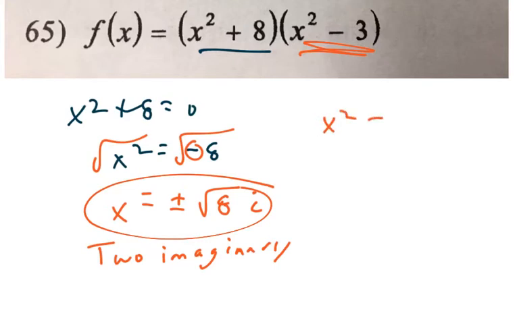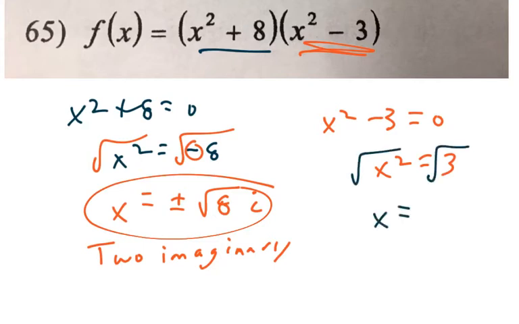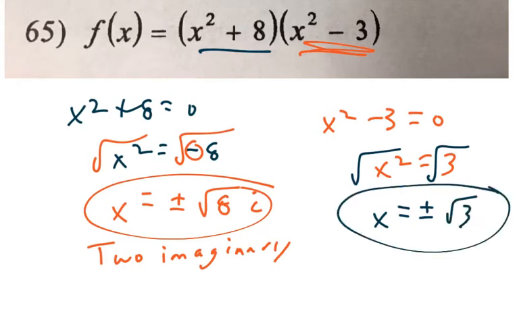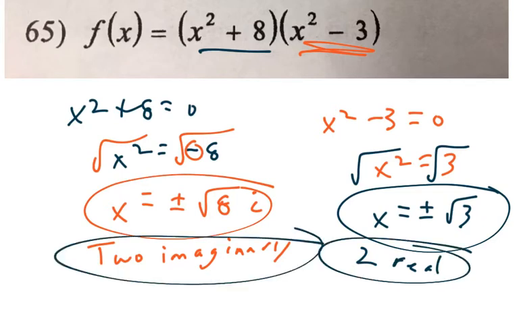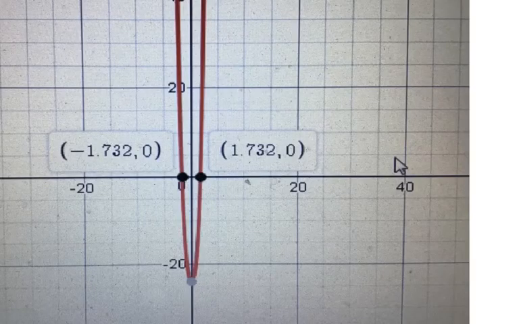Now, what about over here? Well, if x squared minus 3 equals 0, of course, x squared equals 3. This one we can take the square root of and get plus or minus square root of 3. So note that these are 2 real answers. So we have 2 real and 2 imaginary. Let's see how that translates to the graph. Well, notice we have only 2 points where it actually crosses for real.